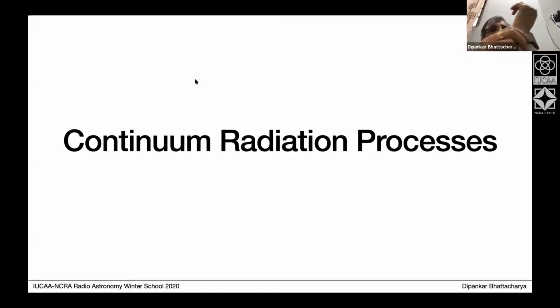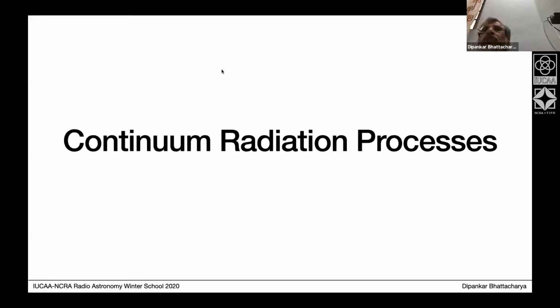I will begin by describing radiation processes that produce continuum radiation. We already saw that an accelerated charge emits radiation. And we have also seen that it's a collection of such radiation from multiple charges which produces the net radiation from any given source. So we will now go through some processes which employ these two aspects of electromagnetic radiation to describe different continuum radiation processes.